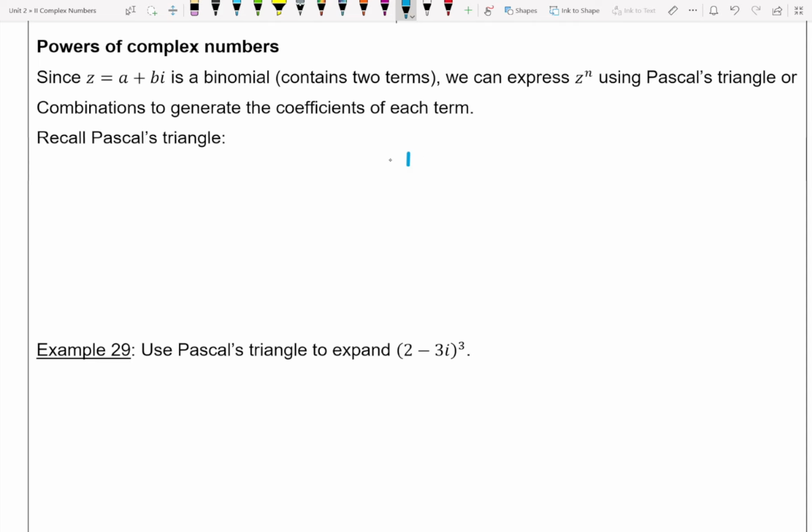So we've got 1 plus 0 on either side, gives us 1 and 1. Then 1 plus 0 is 1, 1 plus 1 is 2, 1 plus 0 is 1, and this pattern continues. 1, 5, 10, 10, 5, 1. And what we've looked at in the past is that these entries of Pascal's triangle are combinations, and they can also be used to expand binomials.